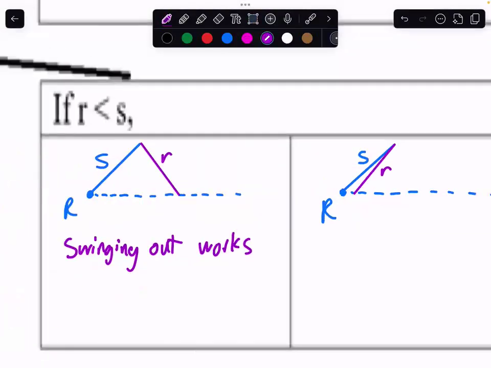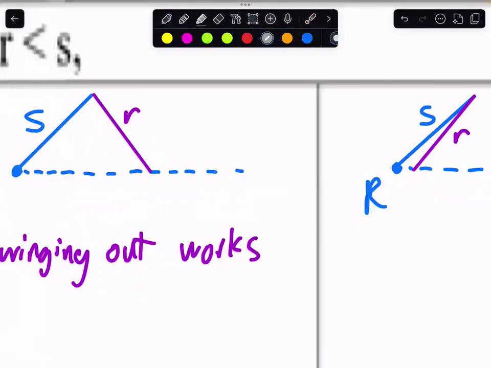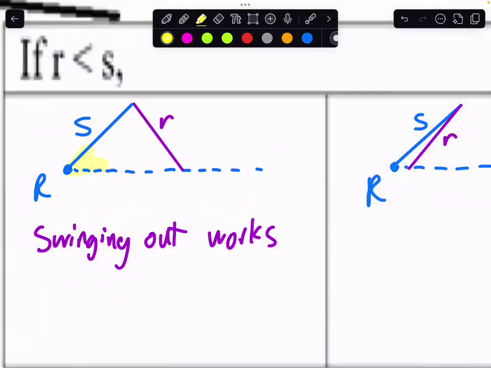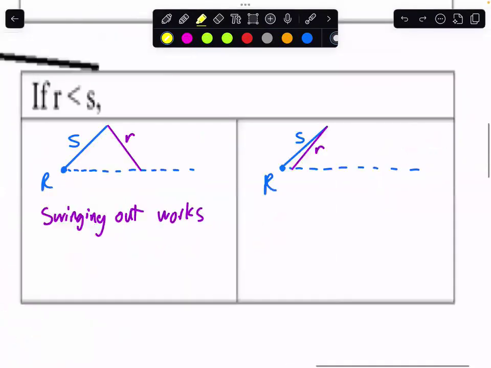Hopefully you saw I literally copied and pasted this side over here. So with the exact same measurements, you notice angle R is the same for both of these triangles. These open the same width. Side length S is the same, and side length R is the same. So these two triangles have the exact same measurements for those three aspects.